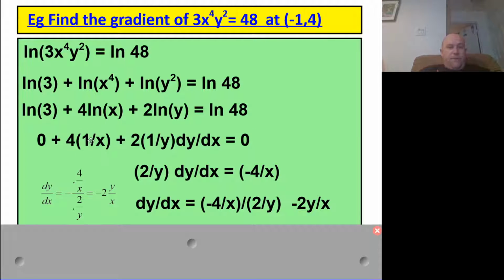Bring the positive 4 over x to the side, and then instead of timesing by 2 over y, I can divide by 2 over y. And this should be much easier to simplify. Remember when we got fraction divided by fraction, you're going to times by the reciprocal. And then when we simplify this, you would just get negative 2y over x.